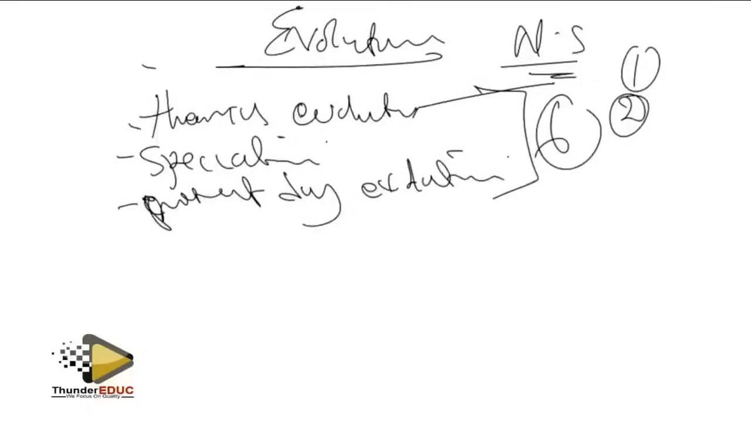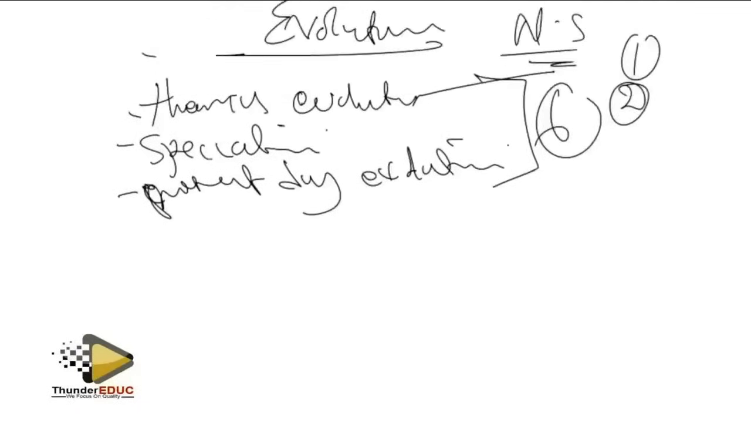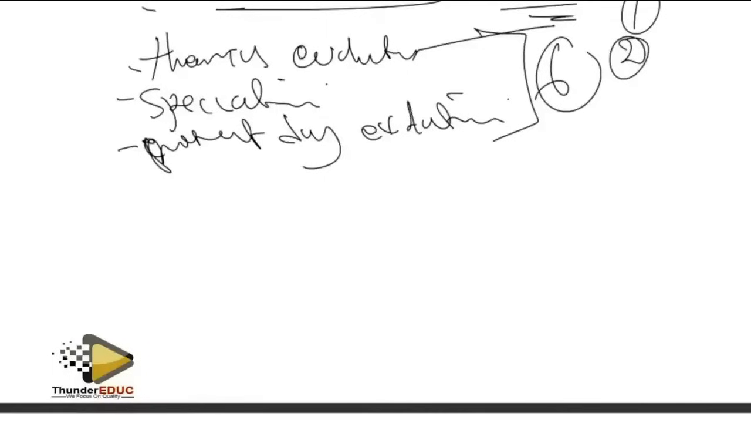Speciation. Students confuse speciation with natural selection. What is speciation? Speciation is the formation of new species. Please don't confuse those two.